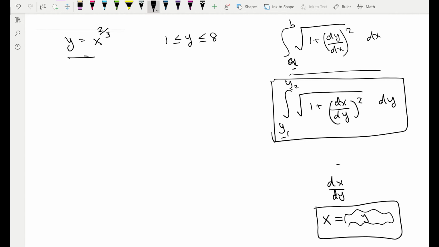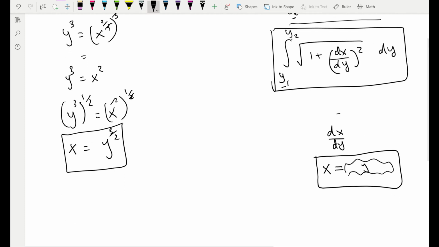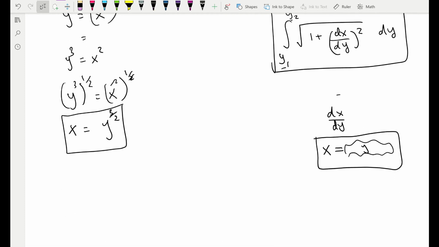So to do that, I'm going to cube both sides. So it's y cubed. If you cube x to the 2 over 3, these 3s cancel out. So you're going to get y cubed equal to x squared. Now you're going to take the square root of both sides, that means the half power. So 2 to the half, the 2 cancels out. So x is equal to y to the 3 over 2. Now you have x as the subject in this function.